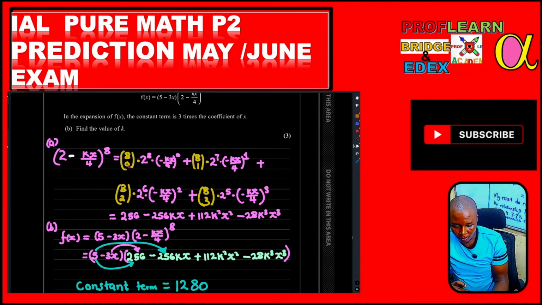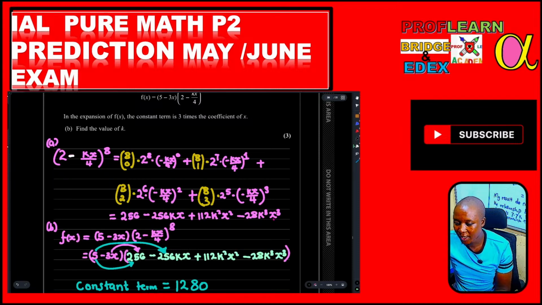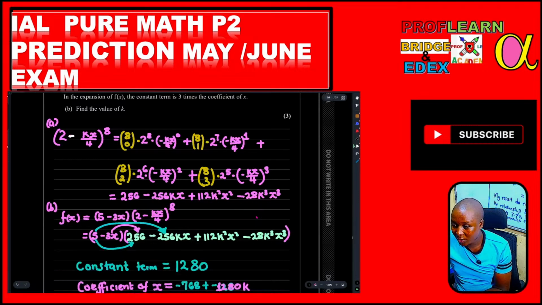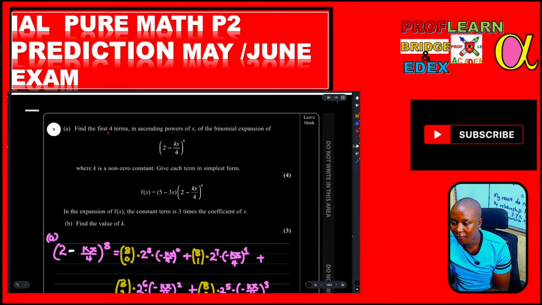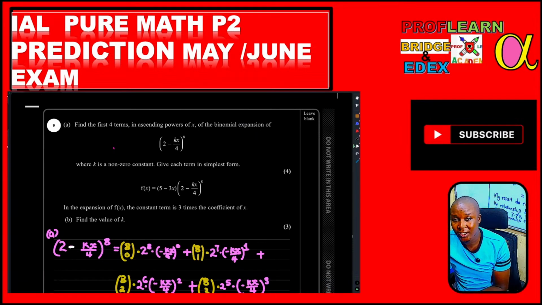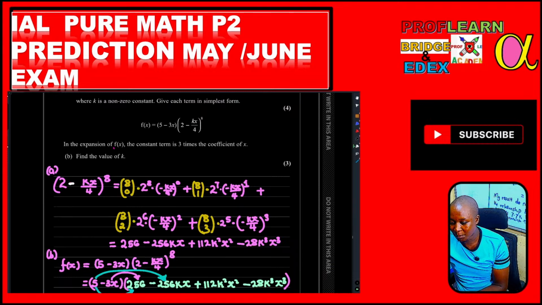Then you simplify each and every term, and you'll get 256 minus 256kx plus 112k squared x squared minus 28 k cubed x cubed. Those are the first 4 terms, because you are told the first 4 terms, so don't forget not to give fewer or more terms than expected.